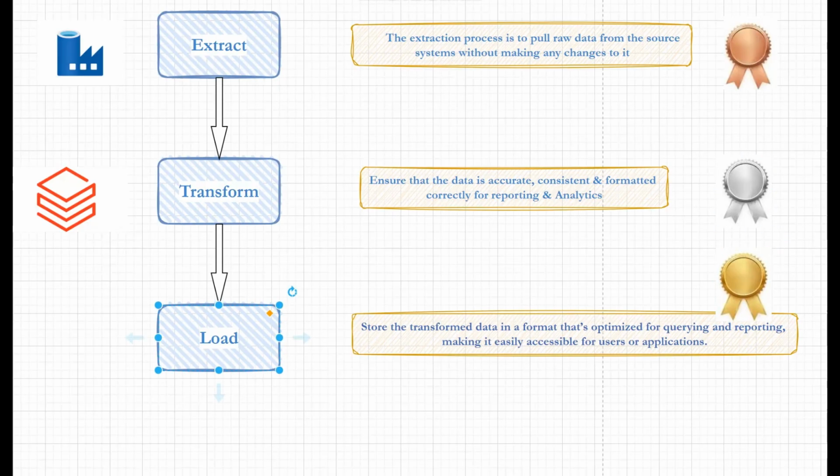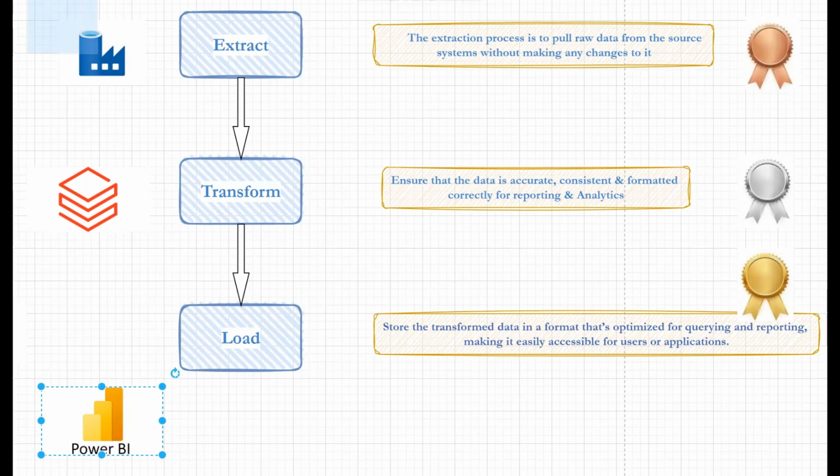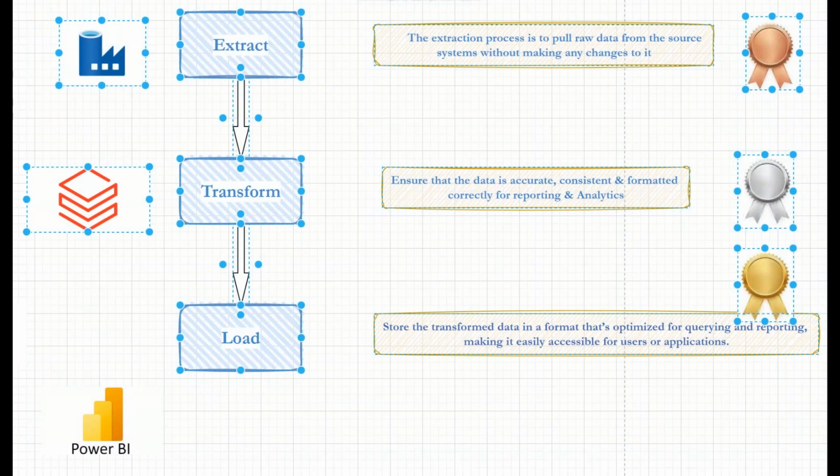So in the load process, that transformed, business ready data which is already in the gold layer will get loaded into the Power BI tool. So we will fetch that data which is stored in the gold layer into Power BI. Once that is done, we can create dashboards and reports to present in front of the business. So this is how this complete ETL process will work in our case.